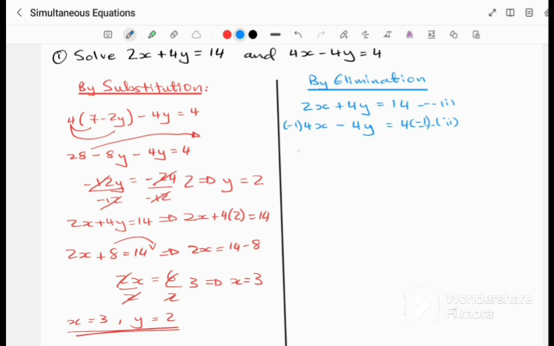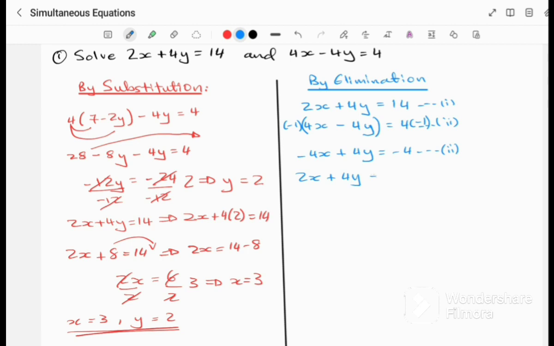And we're multiplying this whole side. So we're going to get negative 4x plus 4y is equal to negative 4. And now this is our equation 2. And our equation 1 remains the same. So now we're going to use the elimination method, which is we're going to take the second equation and get it subtracted from the first.